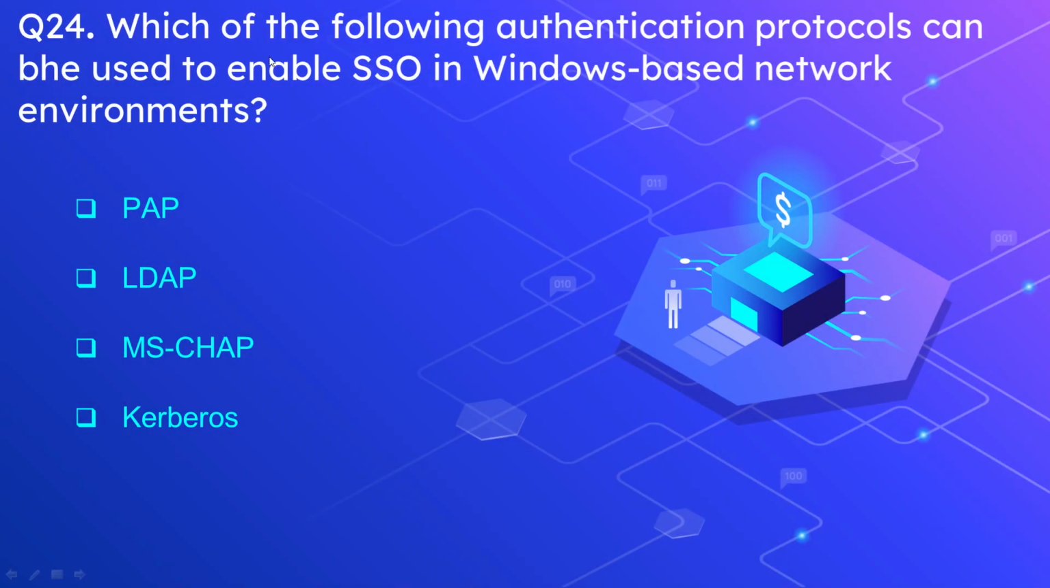Question number 24 is: which of the following authentication protocols can be used to enable SSO in a Windows-based network environment? The options are PAP, LDAP, MS-CHAP, and Kerberos. And the correct option is Kerberos.